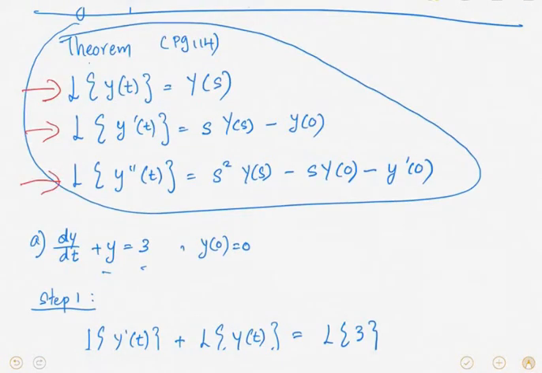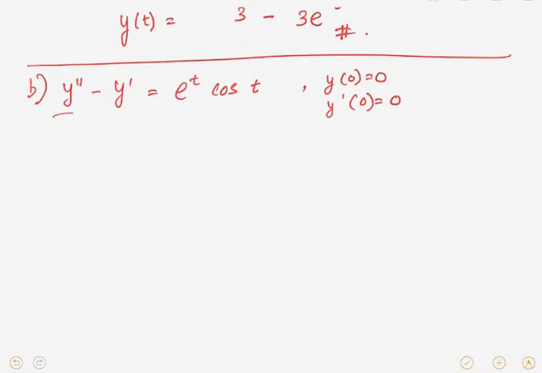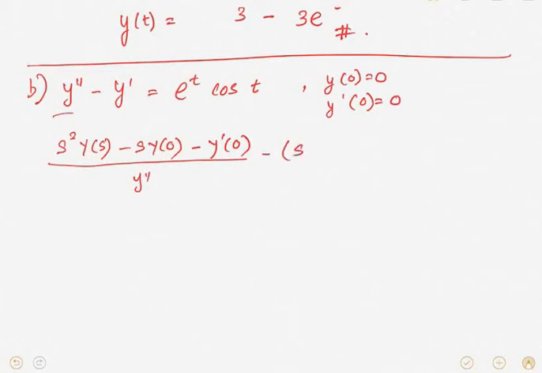For y double prime, you obtain s squared Y(s) minus s y(0) minus y prime(0). So this is the one we are going to write here. So you have s squared Y(s) minus s y(0) minus y prime(0). Okay, so this one is the y double prime. Then minus y prime. Y prime is sY(s) minus y(0). And then this one equals e^t cos t.